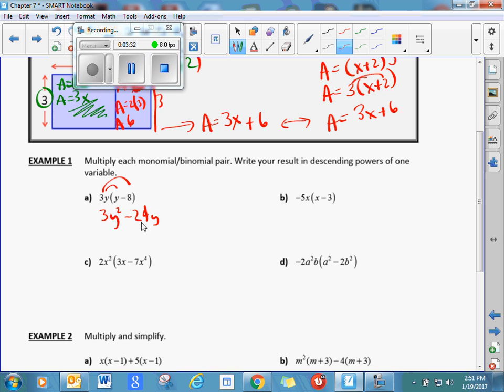And we ask ourselves, can we combine like terms? Well, I have a y to the second power here and a y to the first power. These are not like terms. I cannot add or subtract them together. This is my simplified answer.